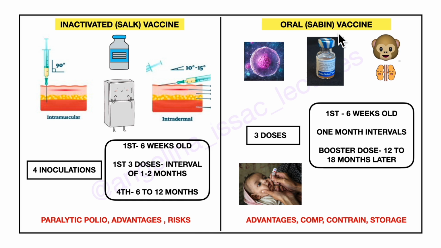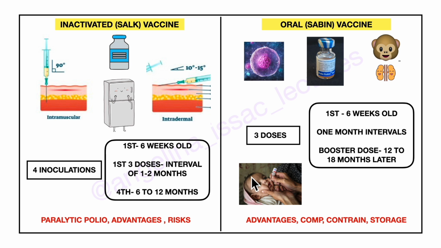Now let's learn about the oral Sabin polio vaccine. It contains live attenuated virus, that is type 1, 2 and 3 virus, grown primarily in monkey's kidney or human diploid cell cultures. According to the National Immunization Schedule, the primary course consists of 3 doses of oral polio vaccine at 1 month intervals. Now the first dose is given when the infant is 6 weeks old and the booster dose is given 12 to 18 months later.